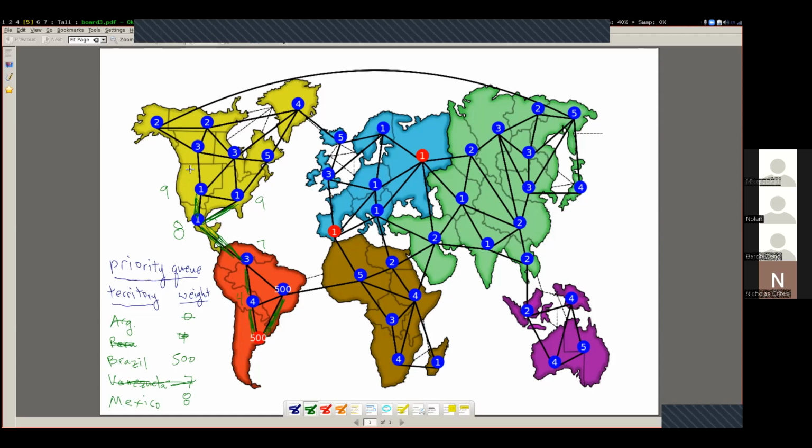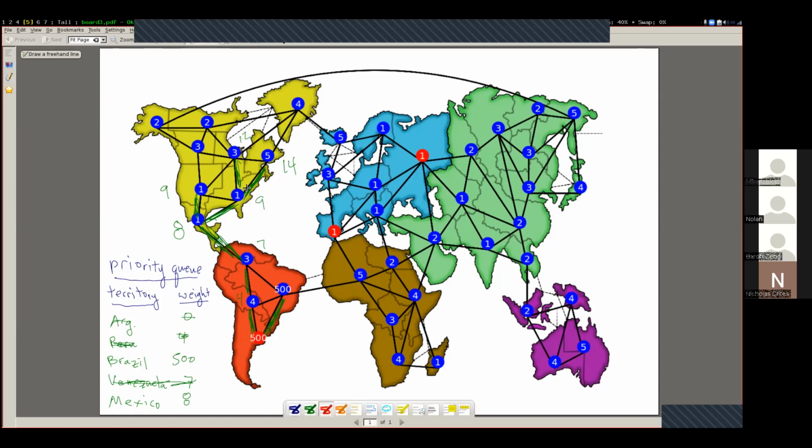So yeah, it will just arbitrarily choose the Eastern United States over here. But it doesn't matter. And here, going from Eastern United States up here to, I should remember this, I think it's Quebec, isn't it? 5 plus the 9 is the 14 to this territory, and then 9 plus 3 is 12 to this territory. And now we come back to our priority queue.